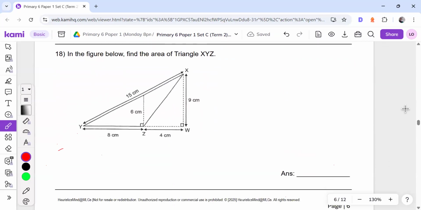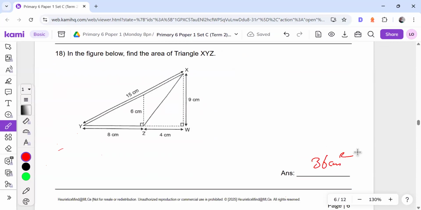Okay, next one. Quite easy for the next one. Shouldn't make a mistake. 36 centimeter square. So how to get the area? You will need to know what triangle you are looking at. You're looking at XYZ. You're looking at this triangle. And the base is usually, like Miss Song is teaching the primary 5 students, not all the time, usually the horizontal line. And the height, what do you do? Take your ruler, put your ruler on the base, and look for a line that's parallel with the ruler. And that's how you locate the height of the triangle.